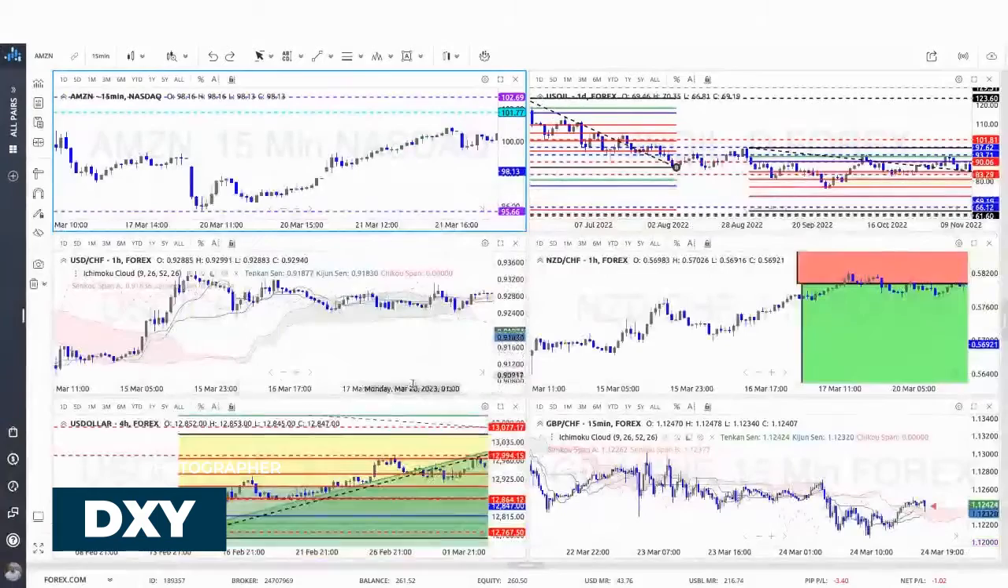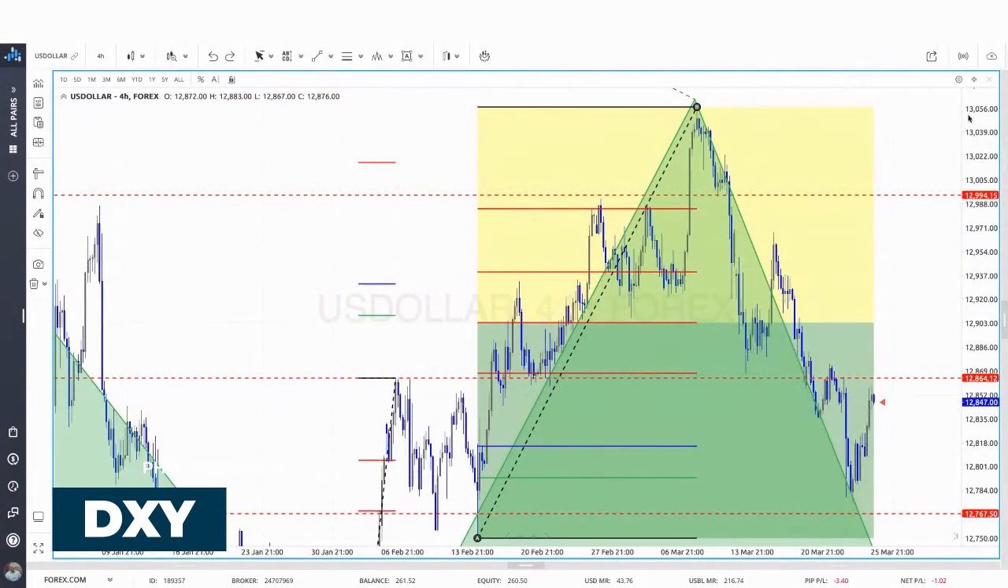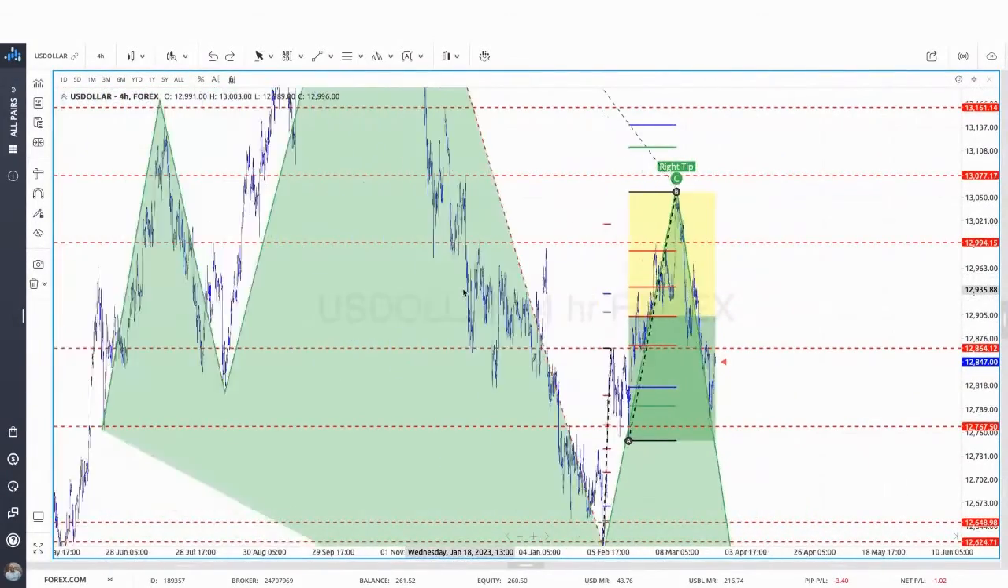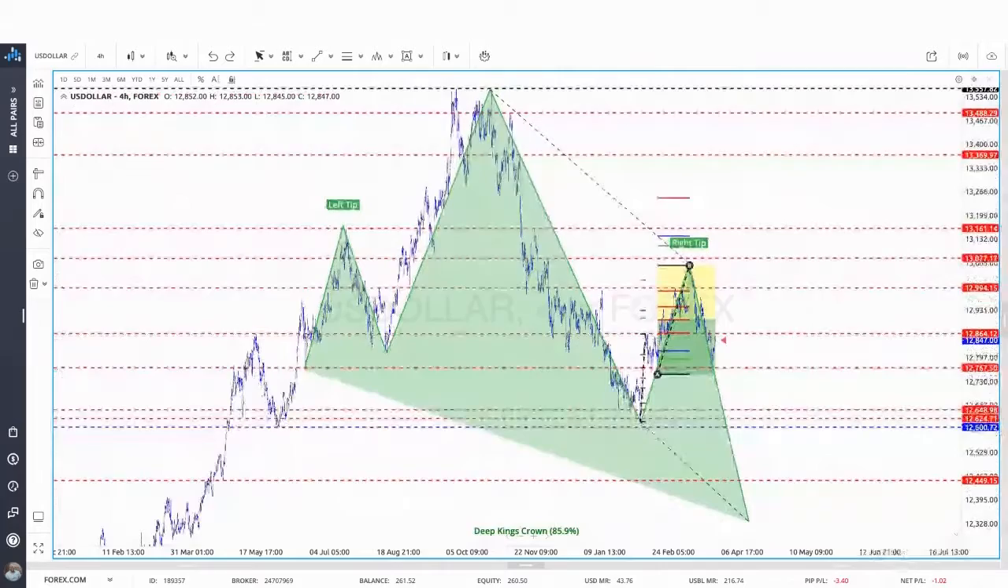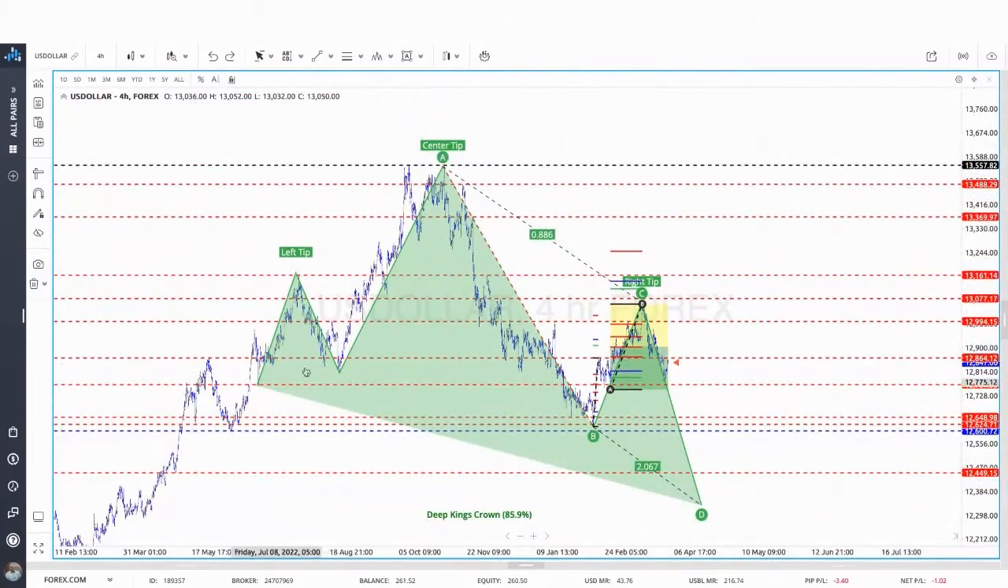Now on the DXY, the dollar index, we want to look to see what price is doing. I'm just going to come into the four-hour. Not going to do a full markup on the dollar index, but what we have here, I will zoom out. We're watching, with the inner circle members, a potential crown development here on the dollar index.